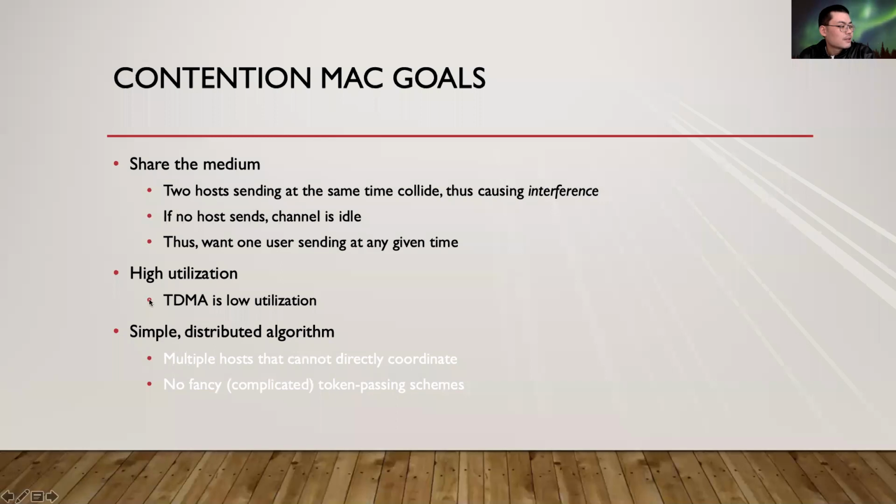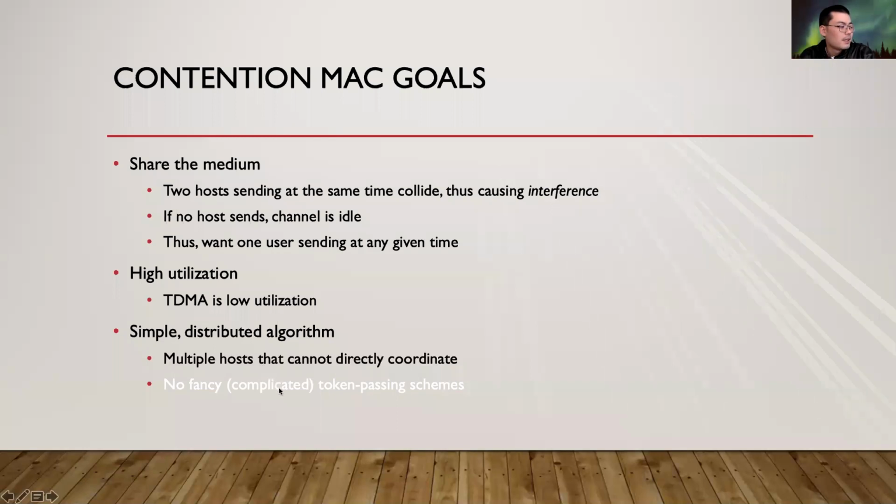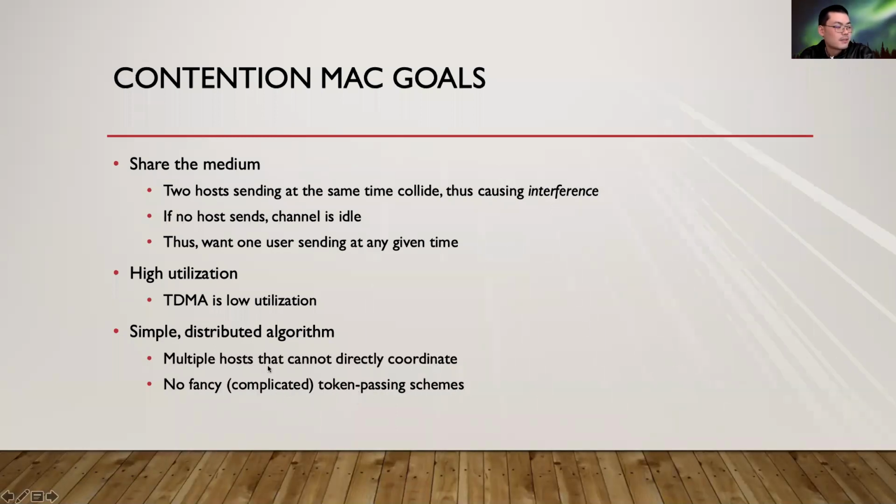Another goal, right? The first goal is saying, if we only have a couple of people sending, they should be able to also utilize the other 40 student slots. So this is a high utilization. Another is we want a simple distro algorithm, right? As we said, we have a token passing algorithm, but that's very complicated.